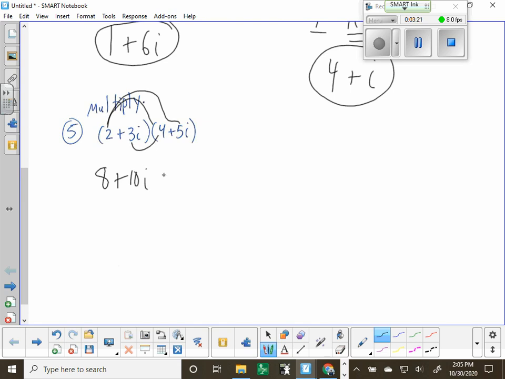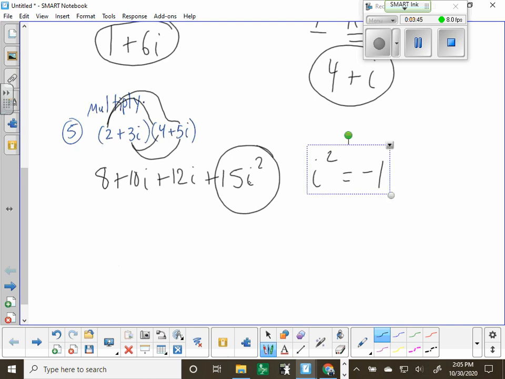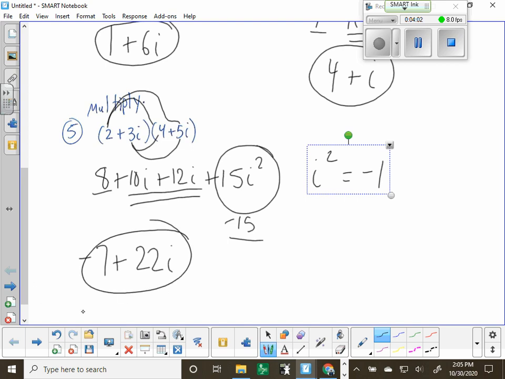And then this and this is 12i. And then this and this is plus 15i squared. So we put this together. 15i squared. So i squared is -1. That's one of the definitions we worked on. So -1 times the 15 means this is really -15. So -15 and the 8 go together to make -7. And then these are the like terms. 10 and 12 make 22. So it's -7 plus 22i. Okay, next page.